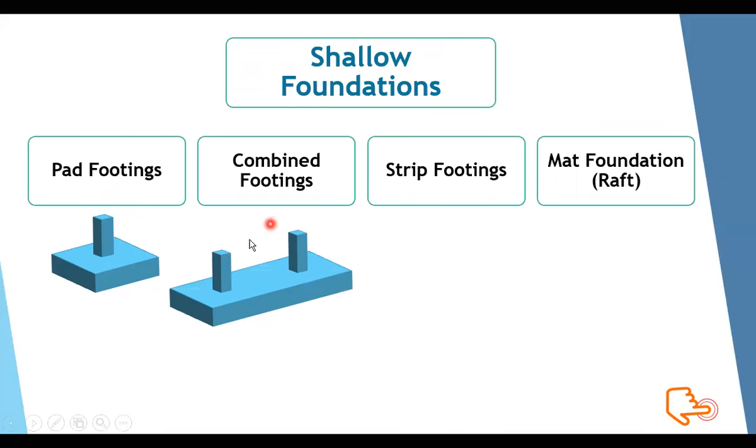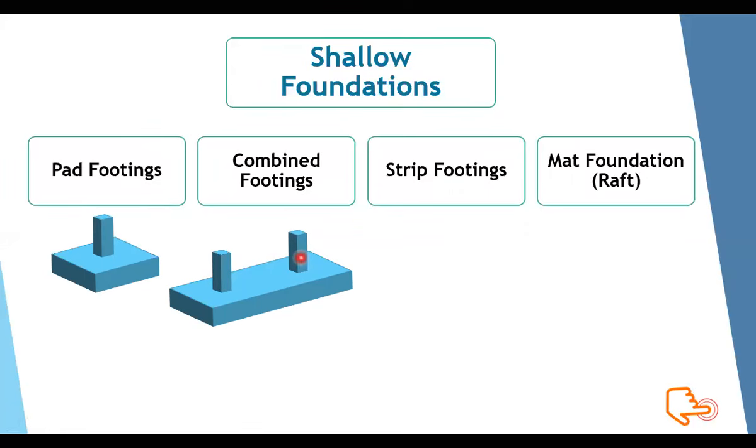Combined footing: if you have two pad footings that are close to each other, they will overlap, so we can combine them to make one footing that supports two columns, as you can see here.